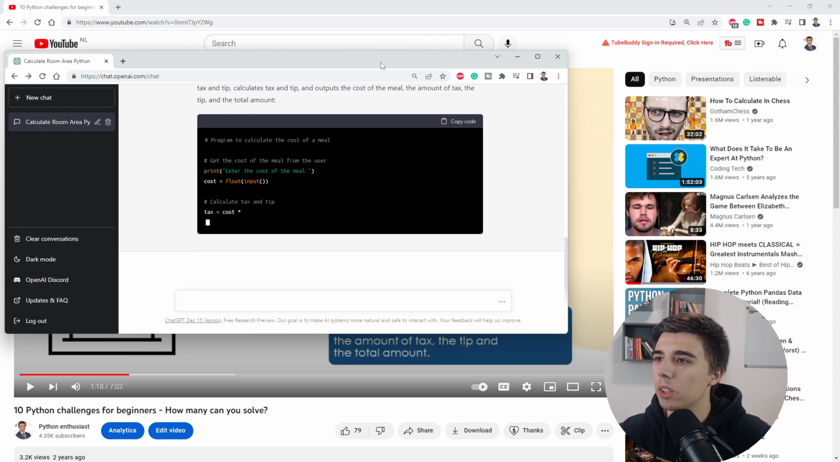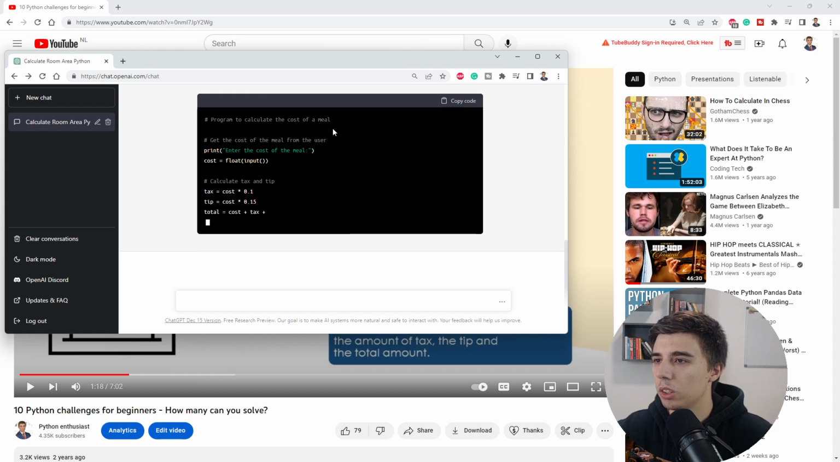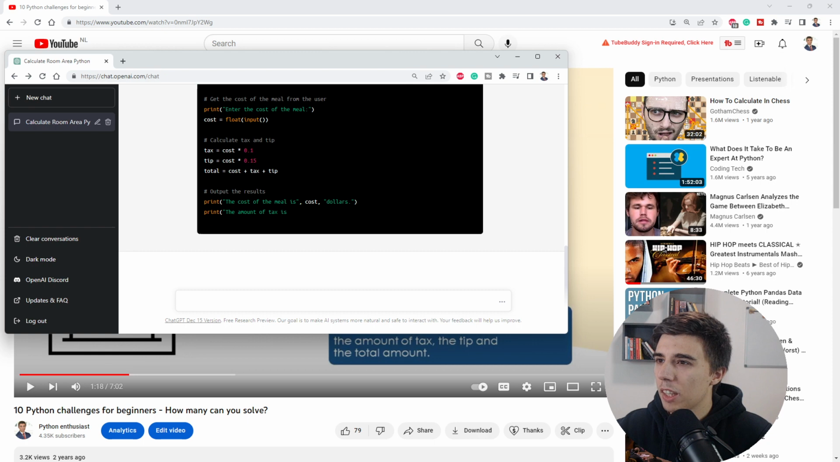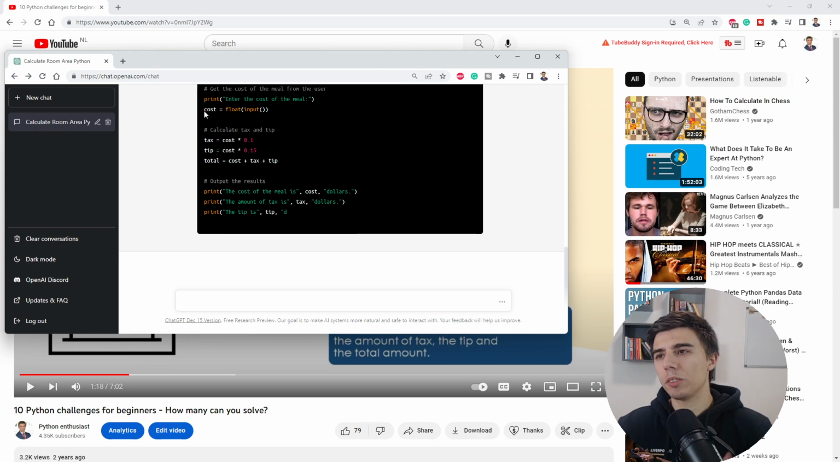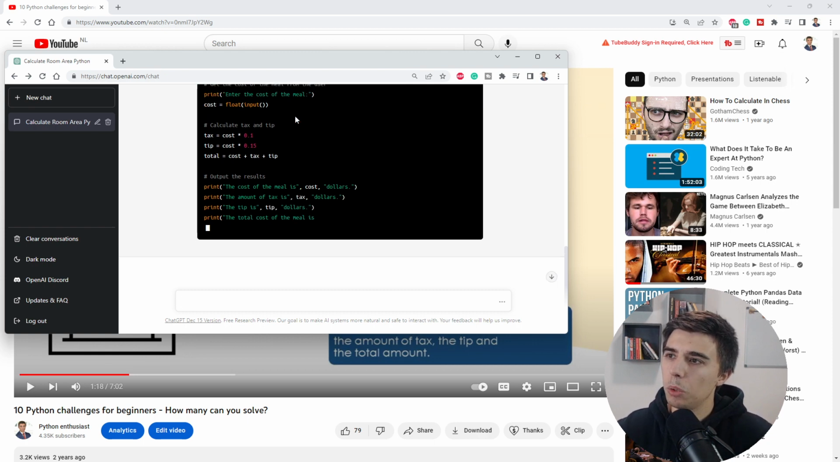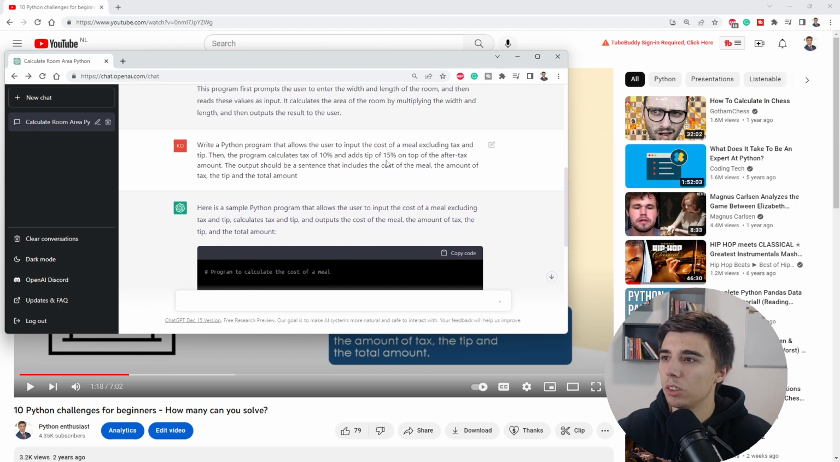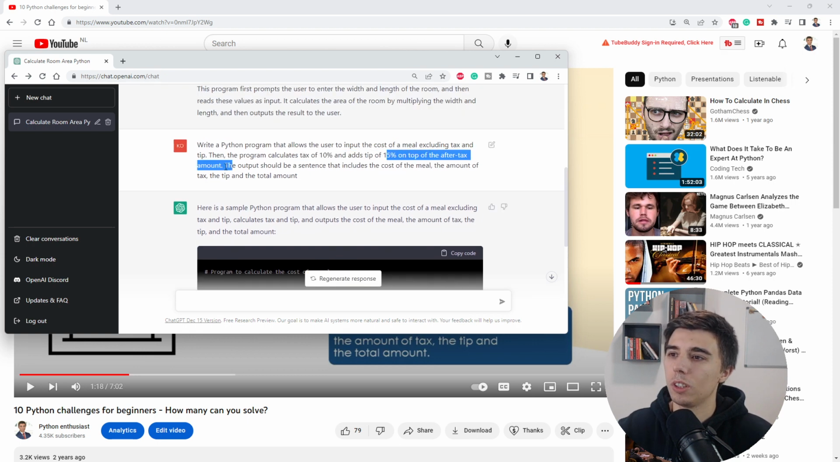So the program to calculate, okay, so we have already a nice title or a comment for what the script is. Here again, of course, we did not specify the currency, so it's unclear in which currency the cost of the meal is. Then what it does is it calculates the tax amount correctly, but the tip is 15% on top of the cost, although I clearly mentioned that the tip should be on top of the after tax amount. So the tip should be on the amount including tax.